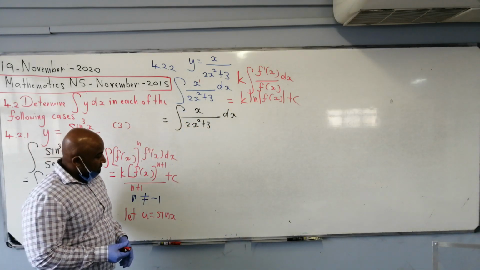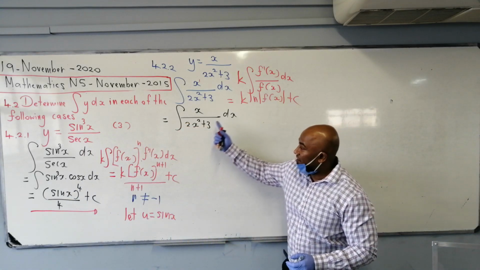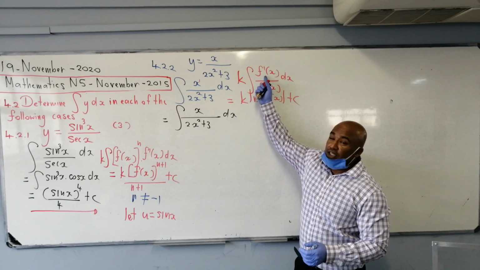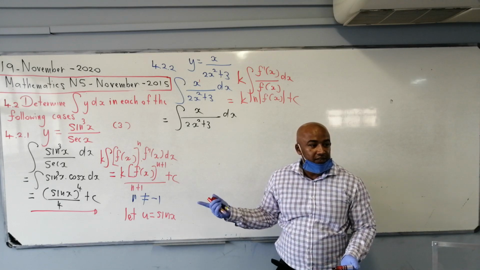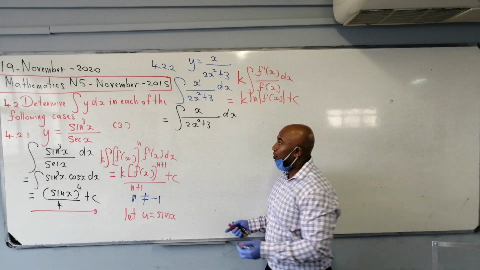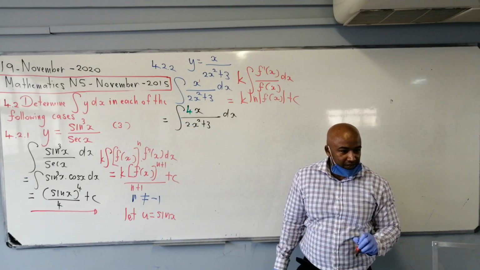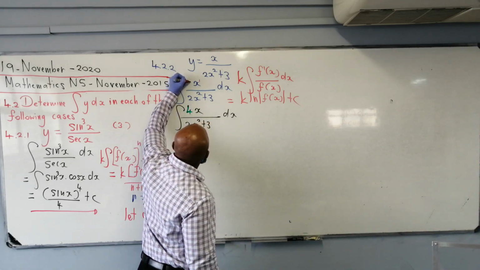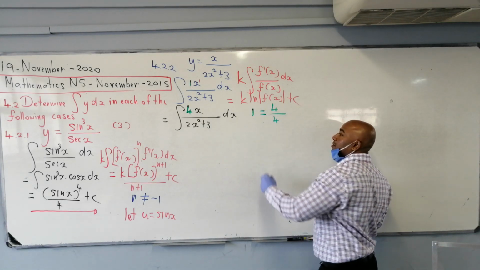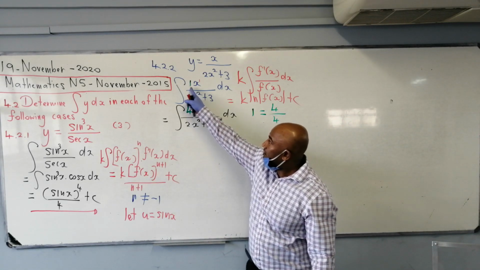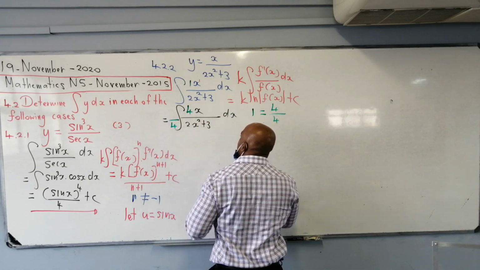Right. So now what is the derivative? First of all, the denominator is f of x. The numerator is the derivative of the denominator. The derivative of 2x squared is what? 4x. So, there's supposed to be a 4 there in order for it to be an exact derivative. But there was no 4 there. There was just a 1. So, 1 is the same as 4 divided by 4. There's my 4, divided by 4.